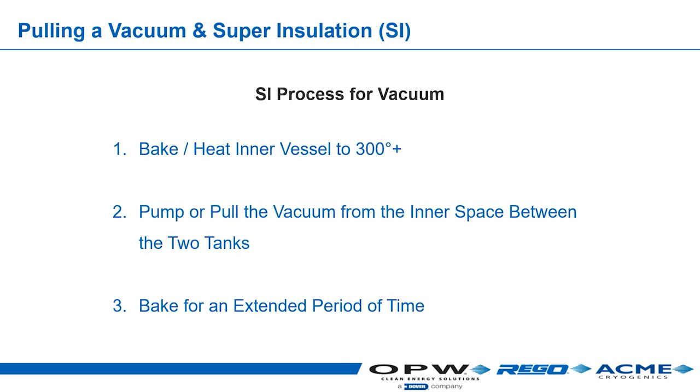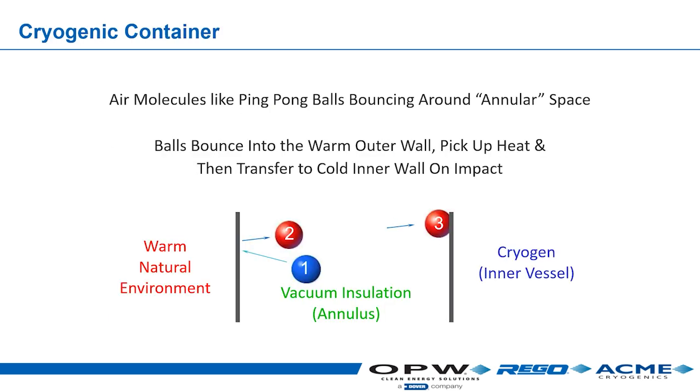Once you've wrapped it completely, you're going to pull a vacuum, and when you pull the vacuum, you're basically heating up that inner vessel 300 plus degrees, and you're pulling all the molecules out of that annular space. So this is what it looks like from a side angle. The warm natural environment, that is the outer wall, and where the number 3 ball is at, that's the inner wall where the cryogen or where the liquid was stored.